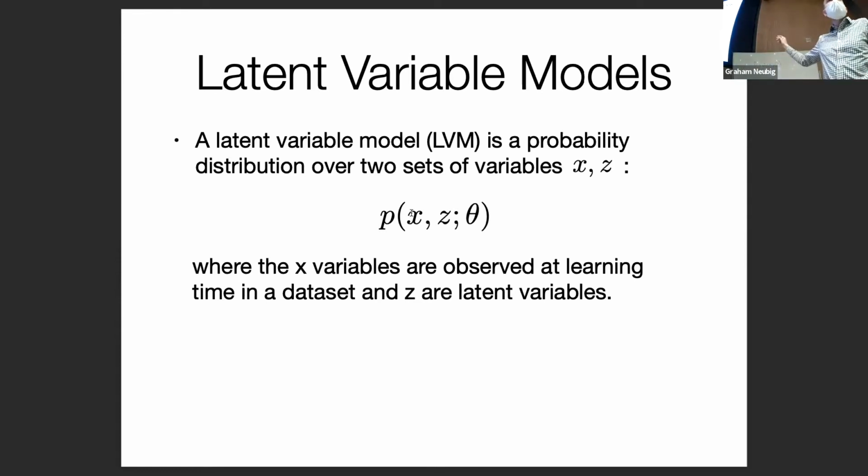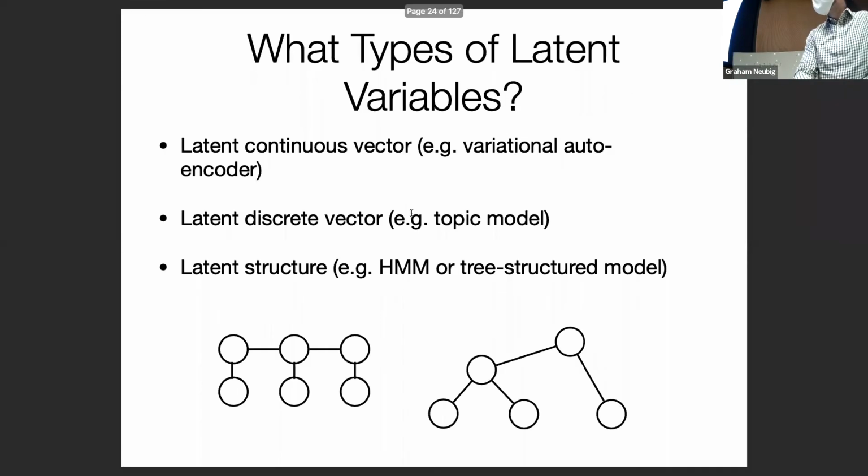You could also have a conditional latent variable model where you have your observed input, your observed output, and then a latent random variable Z. But most of the ones I'm going to talk about today induce a joint probability distribution over the observed input X and a latent random variable Z. And I'll give some examples.